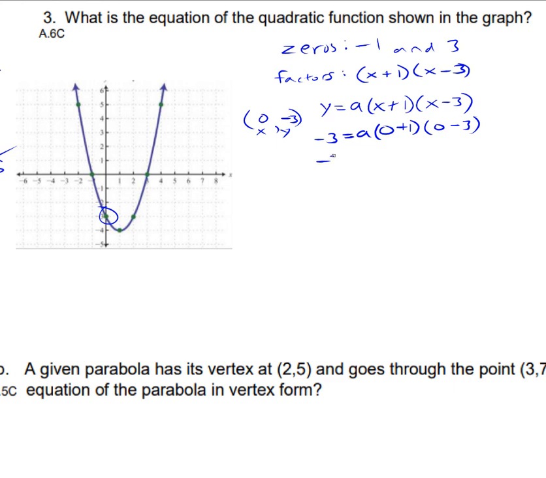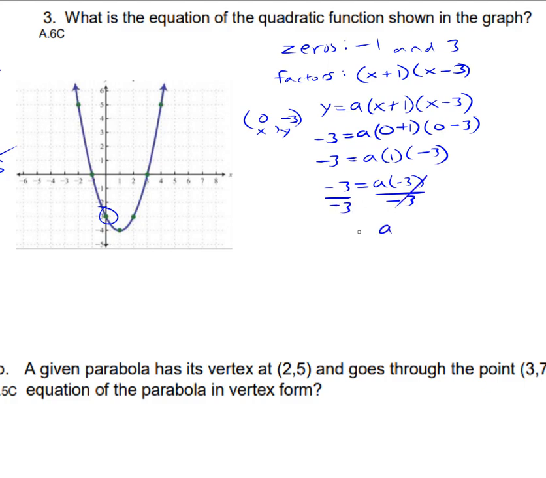So now I just simplify it. Negative 3 is equal to a times 1 times negative 3. And now that's equal to a times negative 3. Negative 3 is equal to that, right? Divide by negative 3 on both sides.